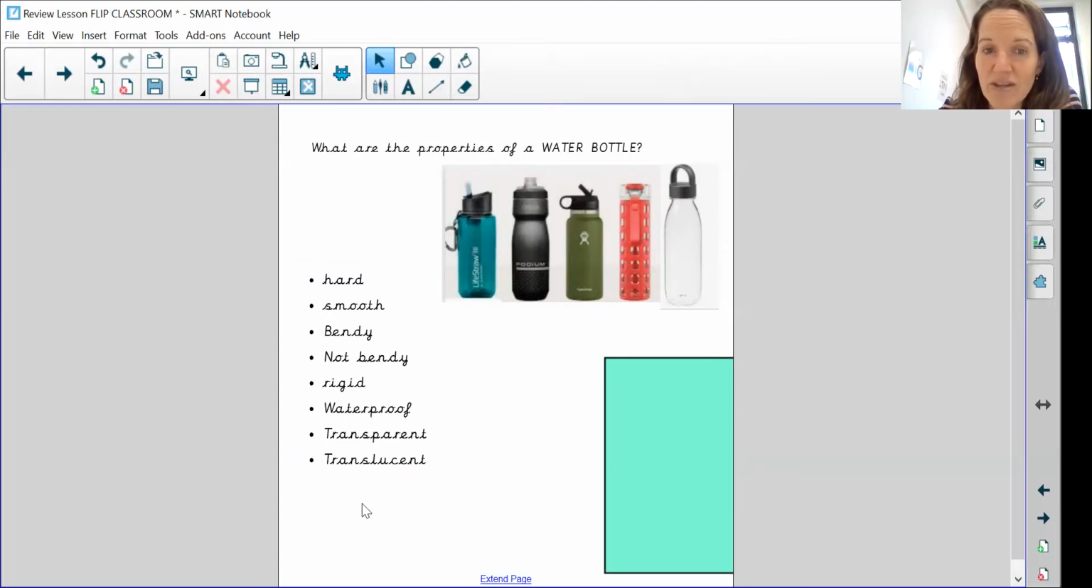Because we found out that some of you have those plastic water bottles that you buy in bulk. And we could squish it, couldn't we? And we could bend it. So some of our water bottles could be squashy. But these ones here are rigid and they're not bendy. So that's just a quick review of all the different things we've learned about over the last 5 weeks of science.